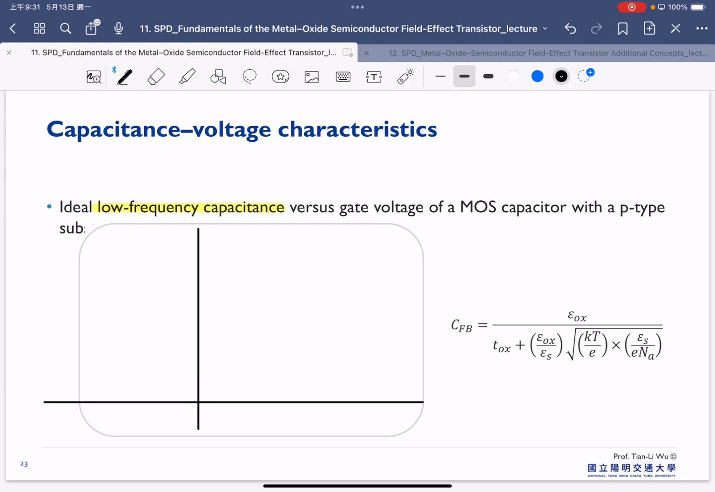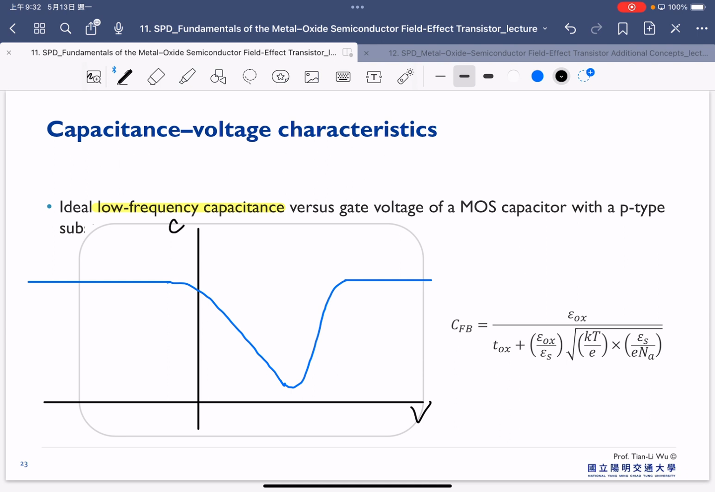So this is a CV curve, and as we already discussed last week, we have three regions that change the capacitance values. First of all, once we apply the negative bias, we are in the accumulation region, and furthermore, we start to see the capacitance decrease. That's related to the depletion. After a certain moment, we can see the capacitance increase again. This is what we usually call the inversion region.